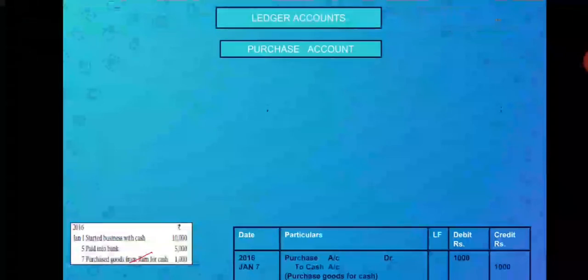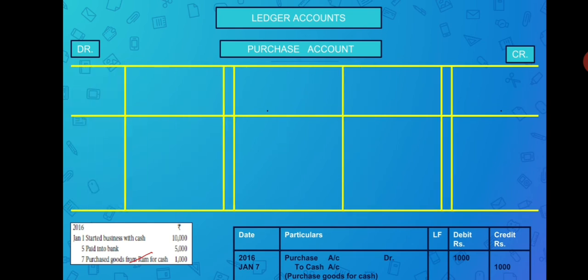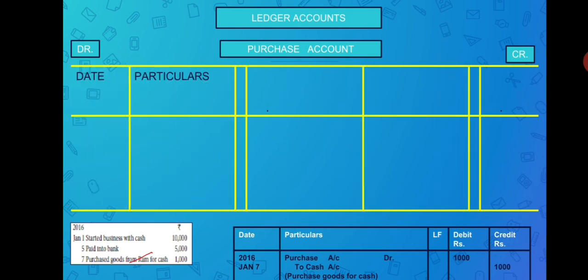Now you want to open two accounts. One is purchase account, another one is cash account. Now ledger accounts, purchase account, debit side, credit side. Draw the format, write the content, date, particulars, JF, amount column. Similarly in the credit side, date, particulars, JF and amount.